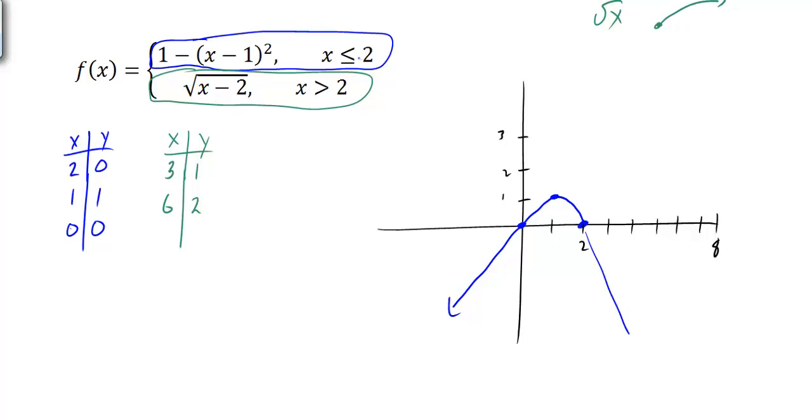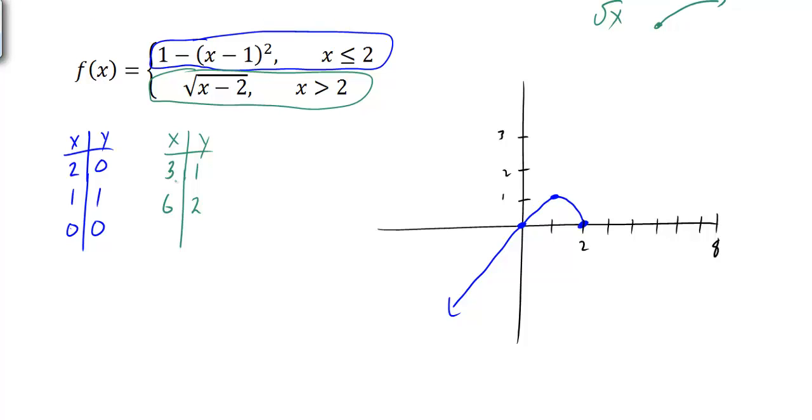But because of the piecewise function, we're only looking at values of x that are less than or equal to 2. So that's going to eliminate this part of the graph. Now, once we cross over greater than 2, then we're looking at the square root function.